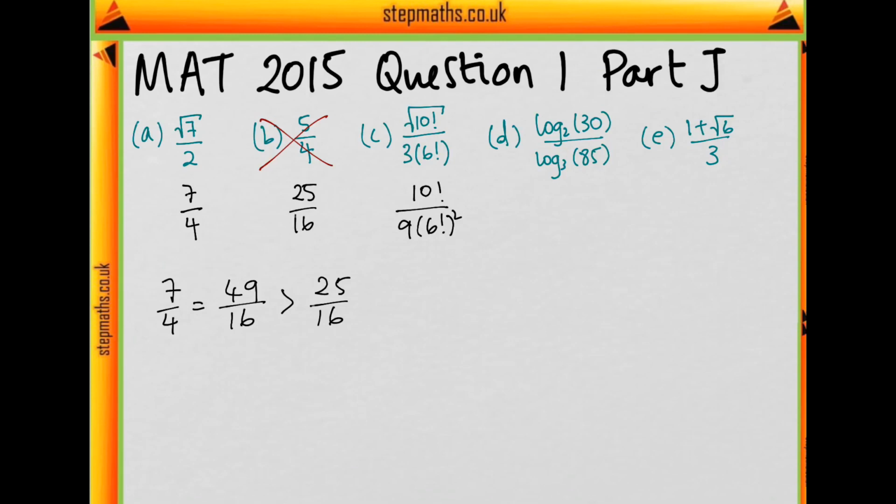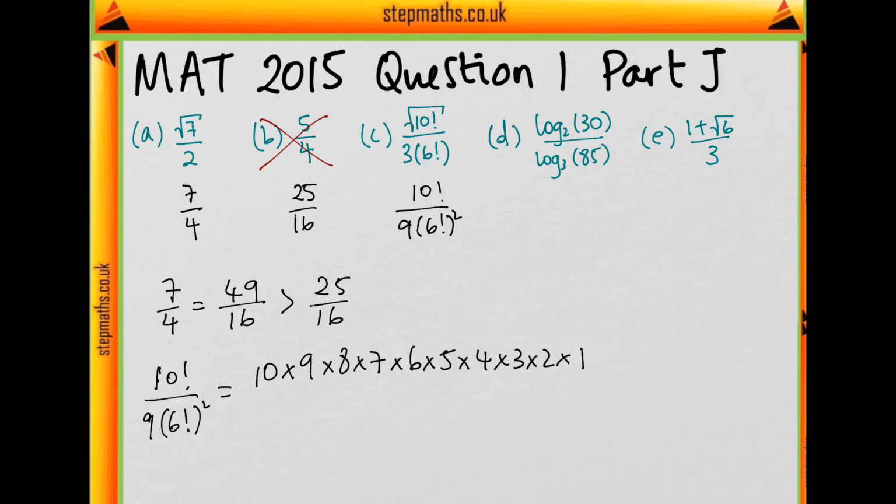Now if we look at C, we have 10 factorial over 9 times 6 factorial, squared. Now 10 factorial is just 10 times 9 times 8 times etc., and we're going to divide by 9 times 6 factorial, which is this, and we want it to be squared. First of all I'm just going to get rid of the times ones because they don't change anything. Now we can see that we have a 9 on the bottom and a 9 on the top that cancels, and I can cancel this with one of these on the denominator, so I'm just going to get rid of that squared.